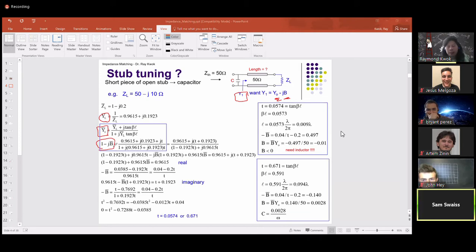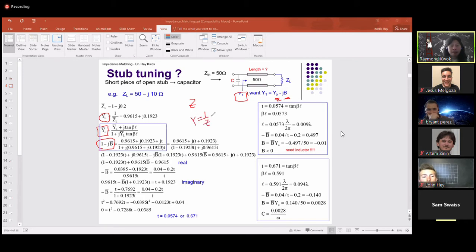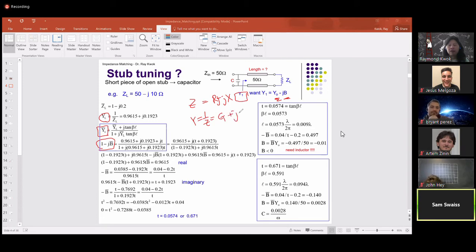Professor, what does B represent again? Susceptance. So Z is the impedance, and Y is equal to 1 over the impedance. That's admittance. The real part of impedance is resistance, and the imaginary part is reactance. The real part of admittance is called conductance, and the imaginary part is called the susceptance. All right, that makes sense. Let me erase this part.